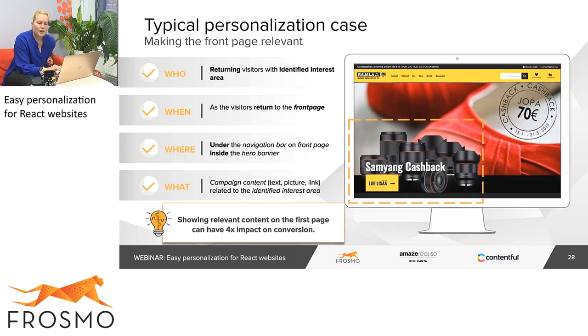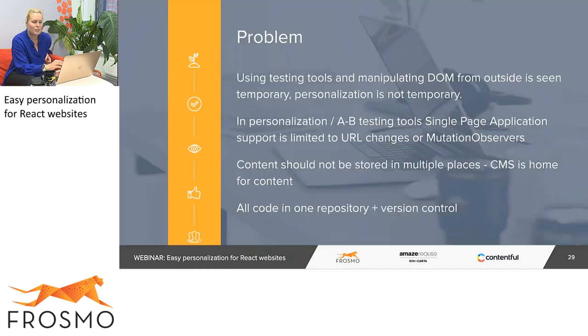But when you create this kind of stuff, we see that there is quite a bit of a problem. Usually the tools that you use for this are manipulating DOM from outside. You might be just replacing the hero banner, and then we see that this is maybe not the best possible way to do it, because if you use this kind of testing tools that you manipulate DOM with from outside, it is something that is, at least for developers, usually seen as temporary, because you don't want someone to come and mess up with your code.